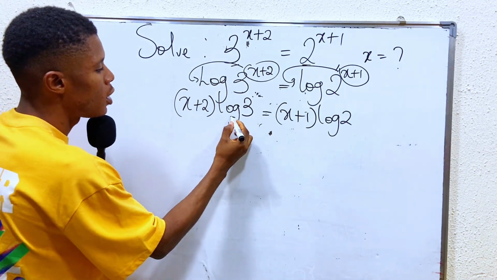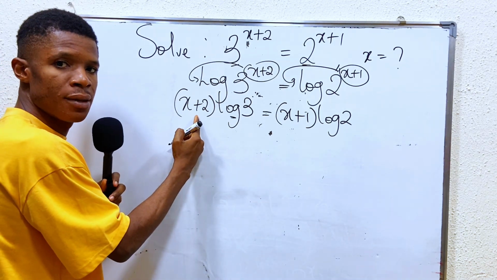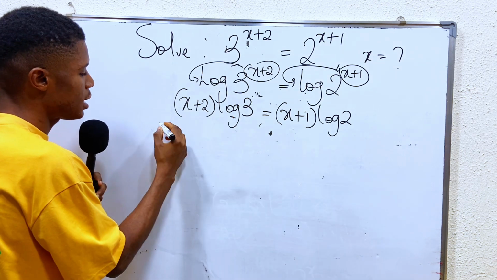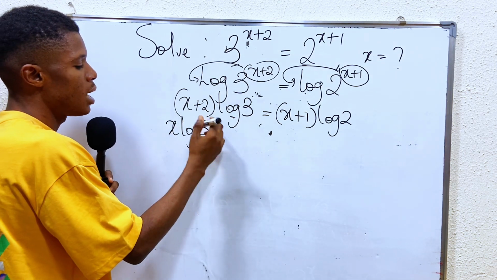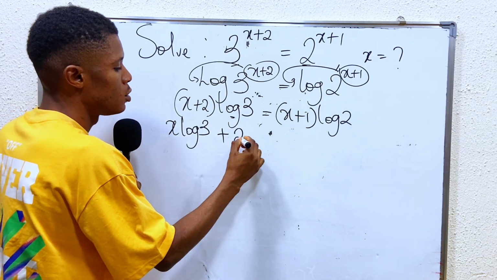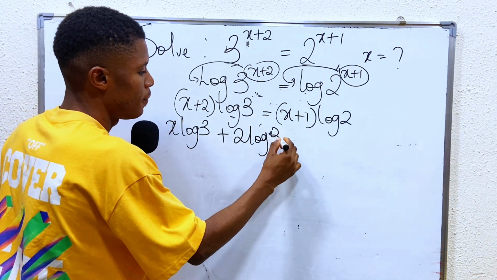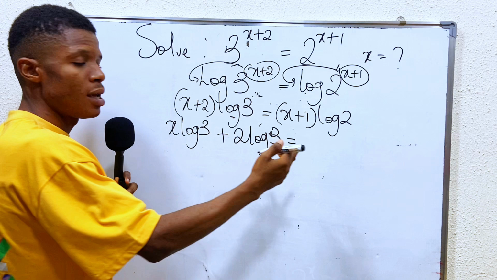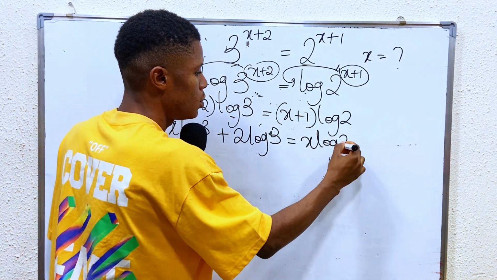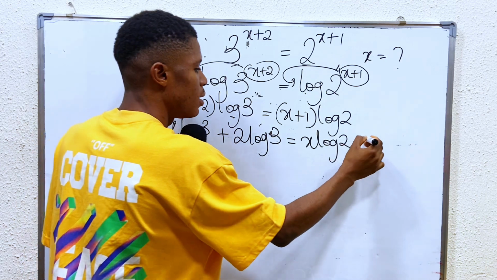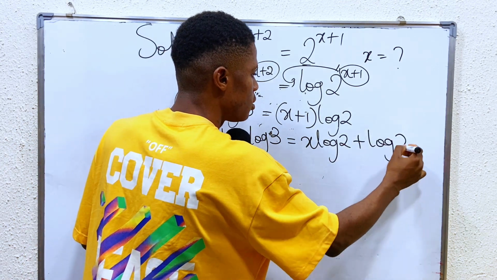Since we have this, we are going to use log 3 to open the brackets. So we use log 3 to multiply everything inside the bracket. Log 3 times x will give you x log 3, and log 3 times 2 will give you plus 2 log 3, and that's equal to, same thing here, log 2 times x will give you x log 2, and log 2 times 1 will give you plus log 2.